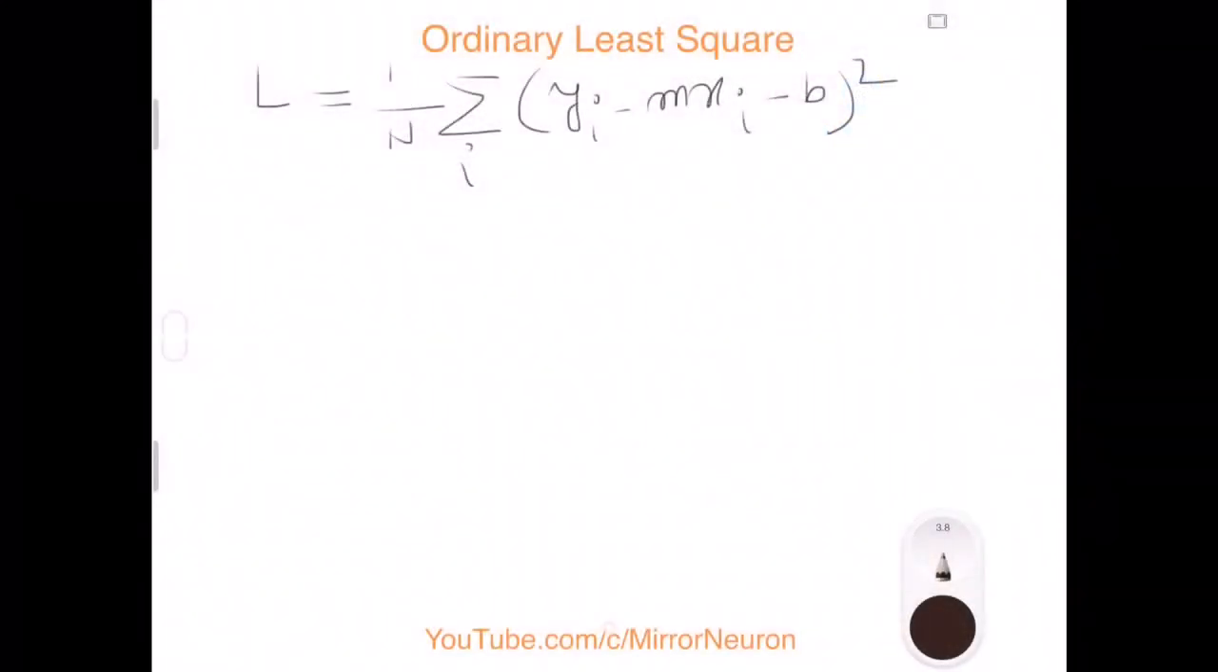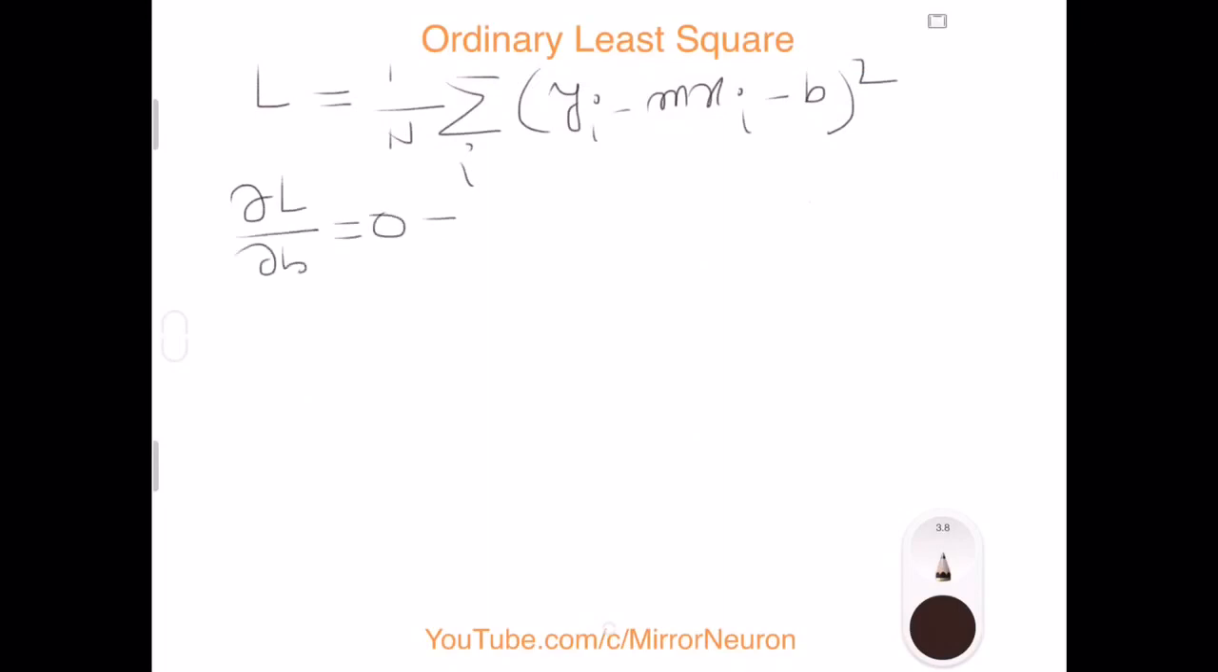Okay, so in this part we are calculating dL, the loss function, with respect to b is equal to 0, and this implies 1 over n, the summation from i to capital N, 2 times yi. Now this time the derivative is with respect to b, so mxi minus b, and we'll have only just minus 1, equal to 0.